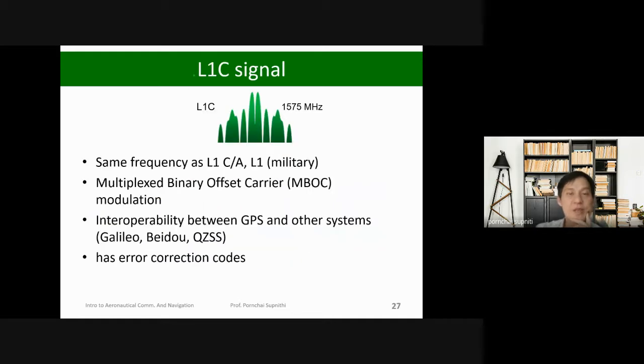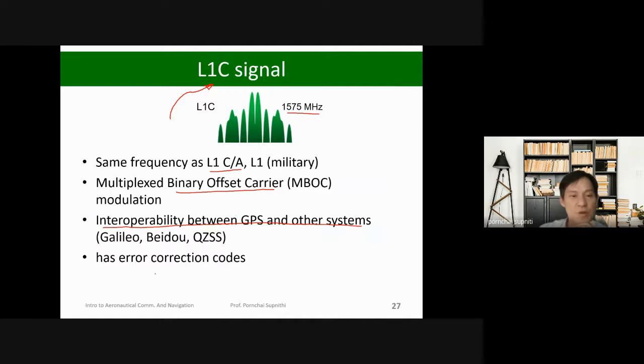L1C is a newer type of signal on the L1 frequency, still the same frequency as the traditional L1, which is called L1CA. It's modulated with binary offset carrier. Also, I think L1C is included in the new satellites because of interoperability between GPS and other systems, meaning the other systems can also receive L1C.